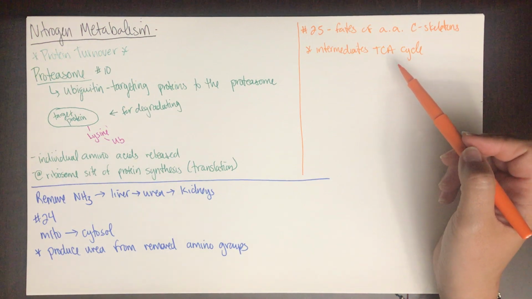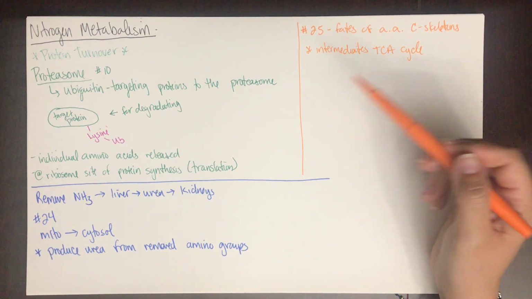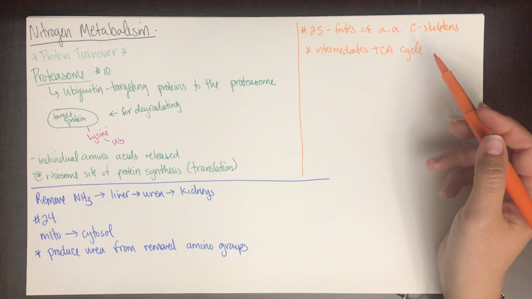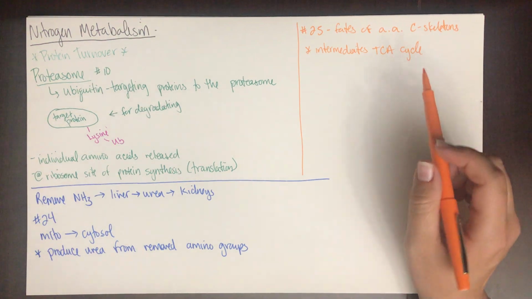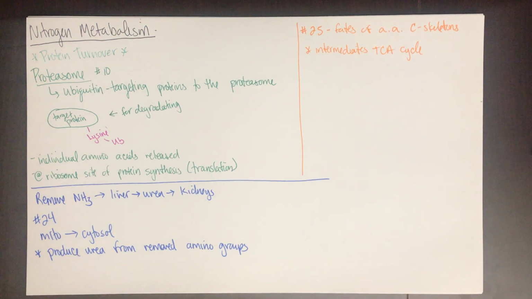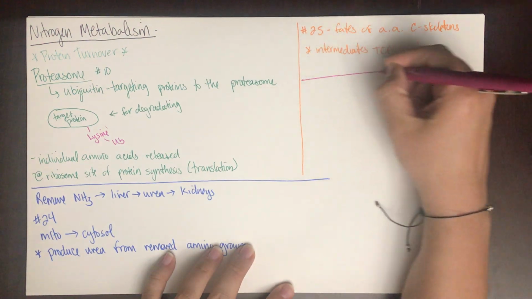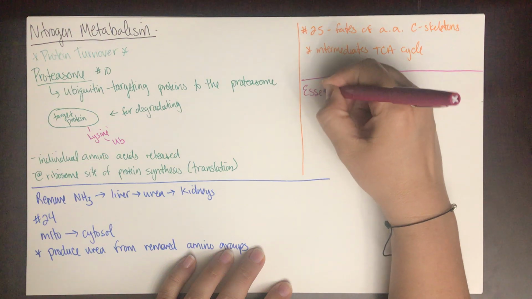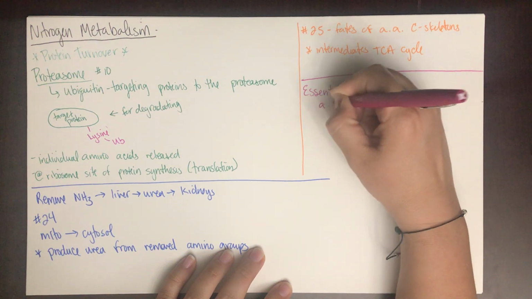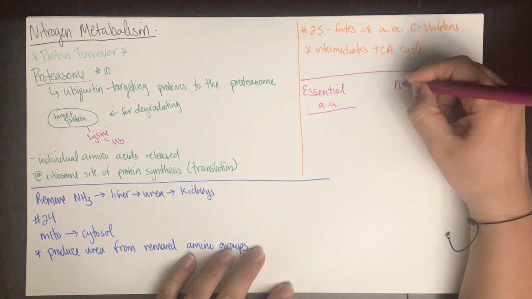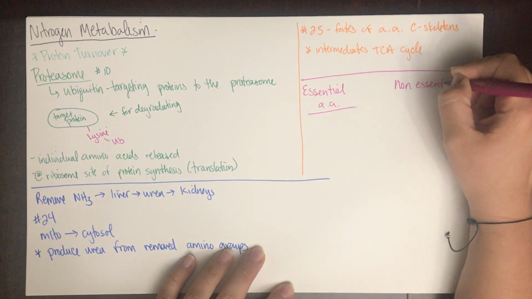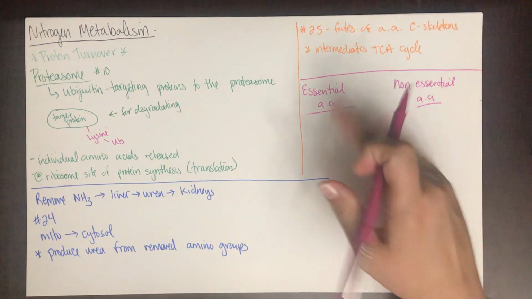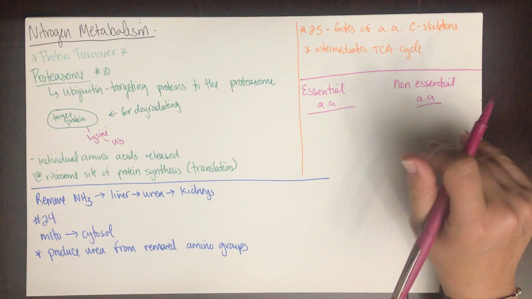Again, because there are 20 different amino acids, there are so many different situations happening here. Your text does go through some specific examples. One thing that I want you to know is that there is a difference in the amino acids. There's two classes of amino acids. There's called essential amino acids and non-essential amino acids. So the 20 amino acids fall into these two categories.